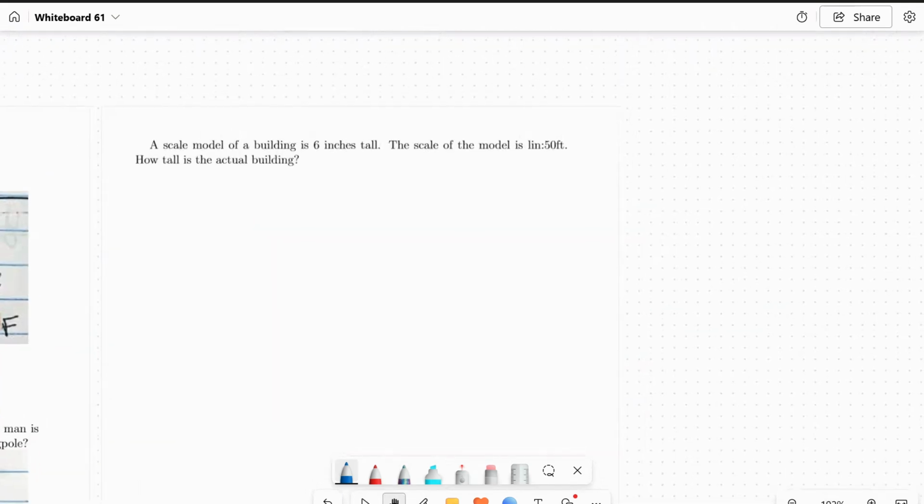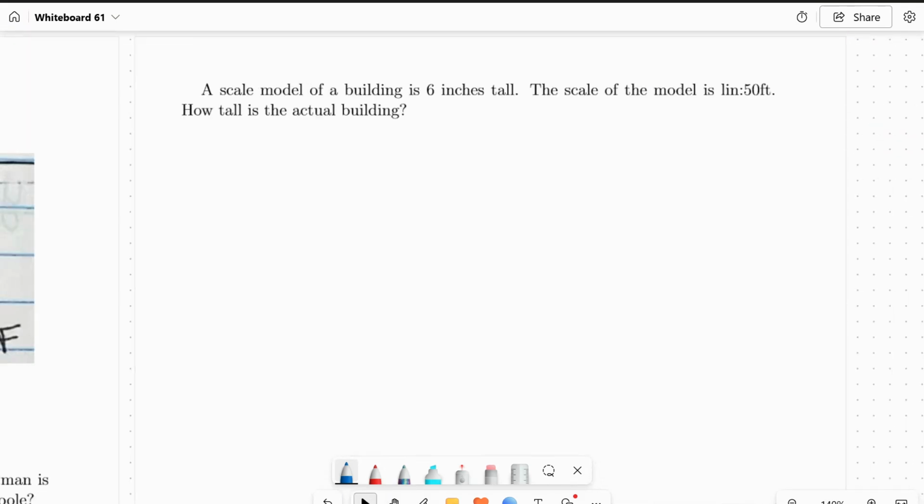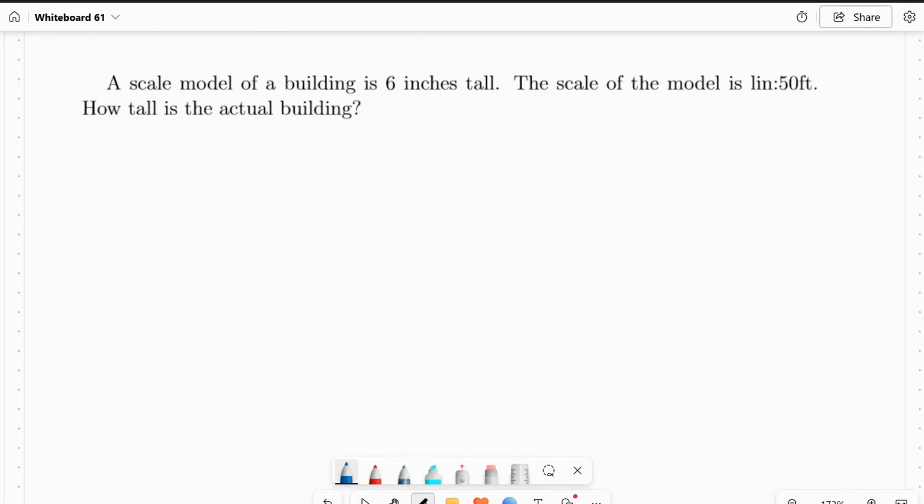Okay, on the back side here, we just have one more word problem. We're going to save this one for class as well. Give it a try on your own. It is very similar to the problem that we just went over.